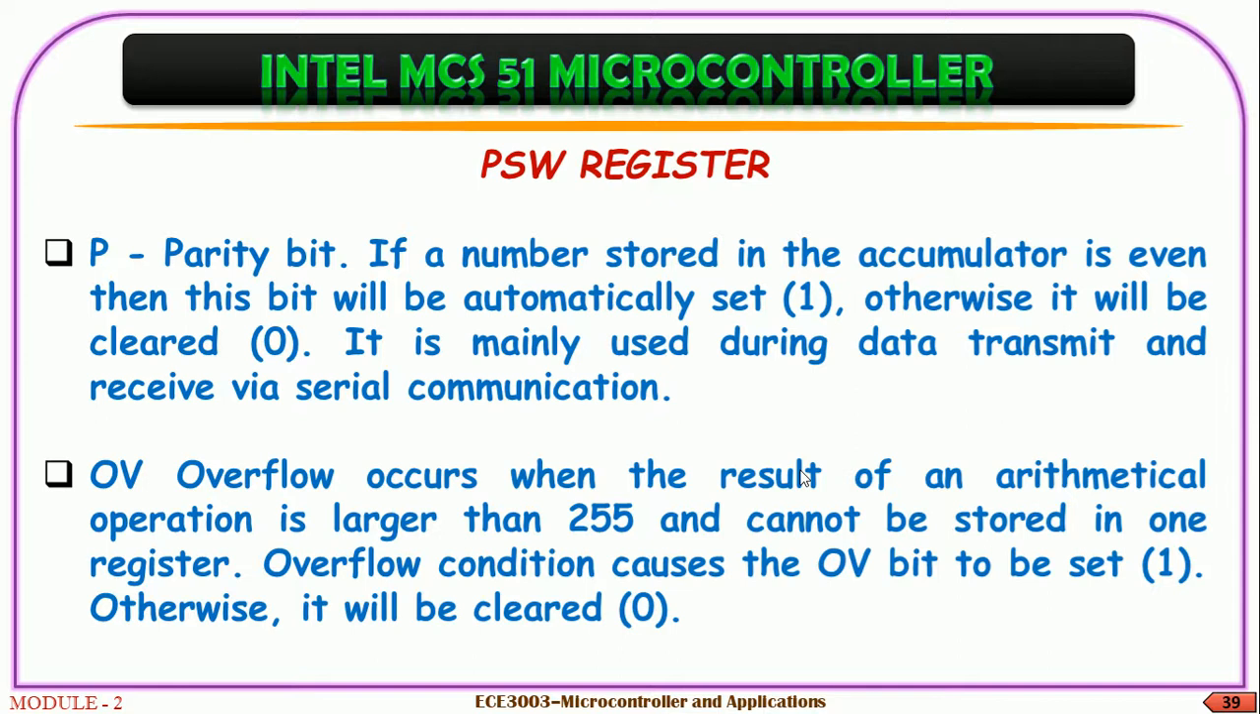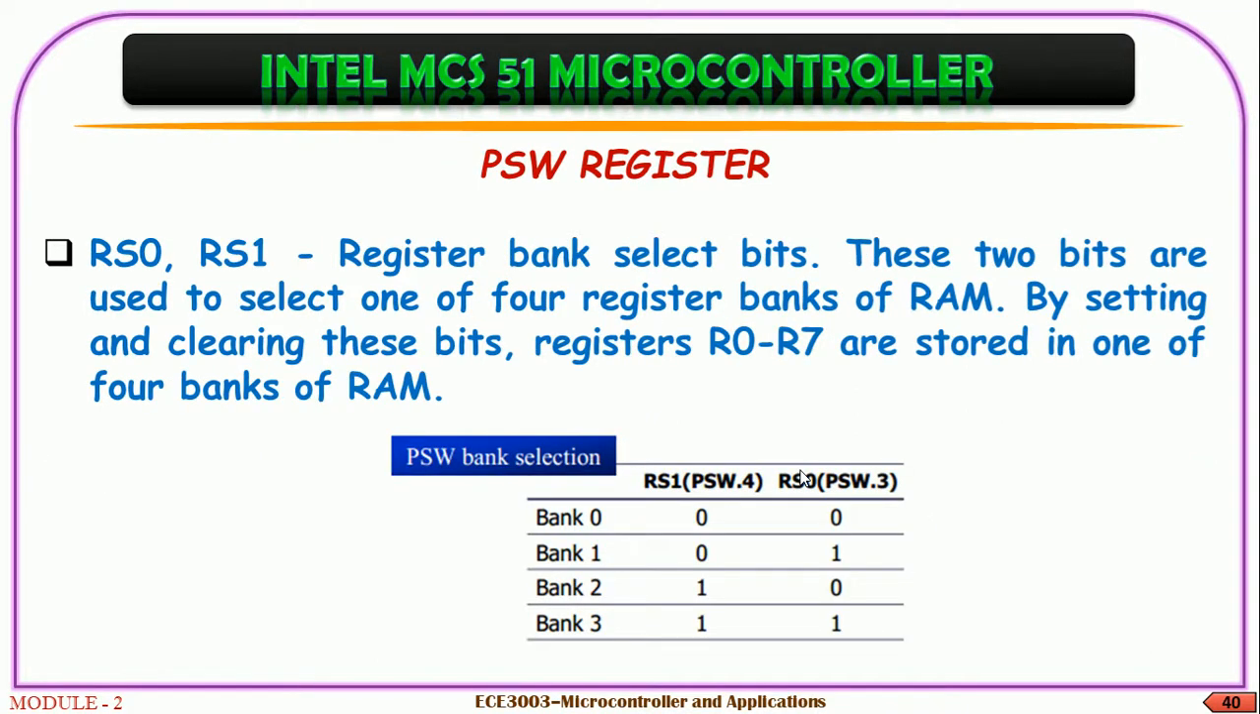Overflow occurs when the result of an arithmetic operation is larger than the decimal value 255 and cannot be stored in one register. Therefore, the overflow condition causes the overflow bit to be set, otherwise it will be cleared. Then RS0 and RS1 are used for selection of the register bank in the memory. If RS1 and RS0 are both 0, then bank 0 is selected. 01 means bank 1 is selected, 10 means bank 2 is selected, and 11 means bank 3 is selected.